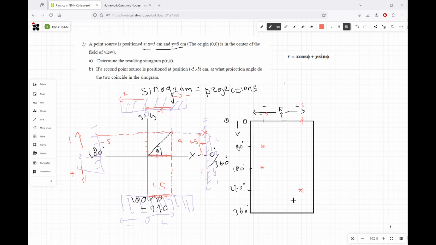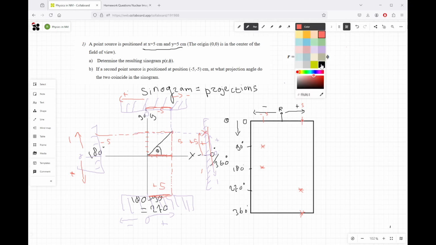Alright, and now let's have a look at 360 degrees. But yet, then it is probably no surprise that you end up at plus 5 again. So we can put another mark at 360 degrees because it's the same thing as the 0 projection angles. And here you have your sinogram. So now you can draw it, and you have your sinogram.